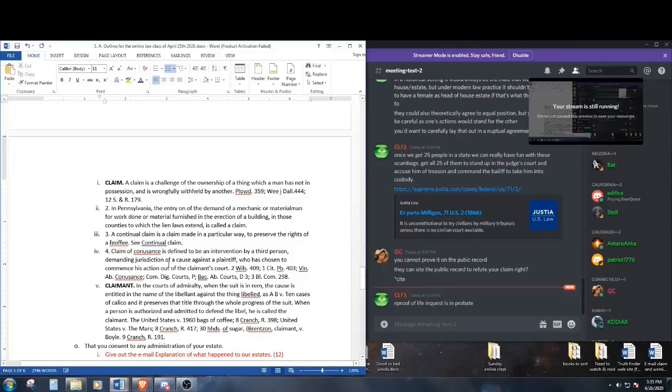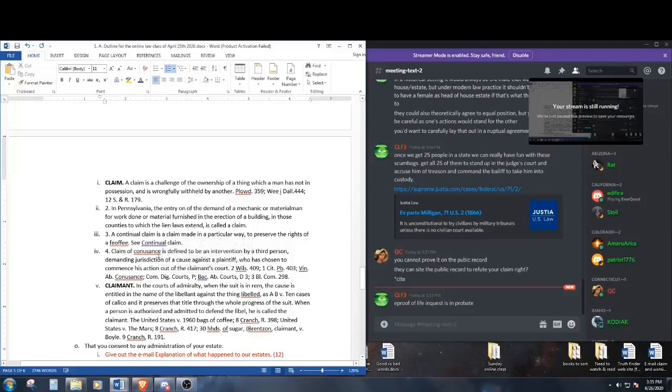I just put the rest of these in here so you kind of know. A claim of cognizance is deemed to be an intervention by a third person demanding jurisdiction of a cause against a plaintiff who has chosen to commence his action out of the claimant's court. So, what's your court? Your court of record.